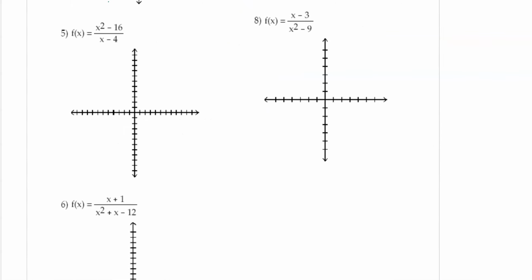All right, so try these. There's 3 more for you. So I just want you to tell me what is the asymptote and then graph it. So hit pause now and try it.